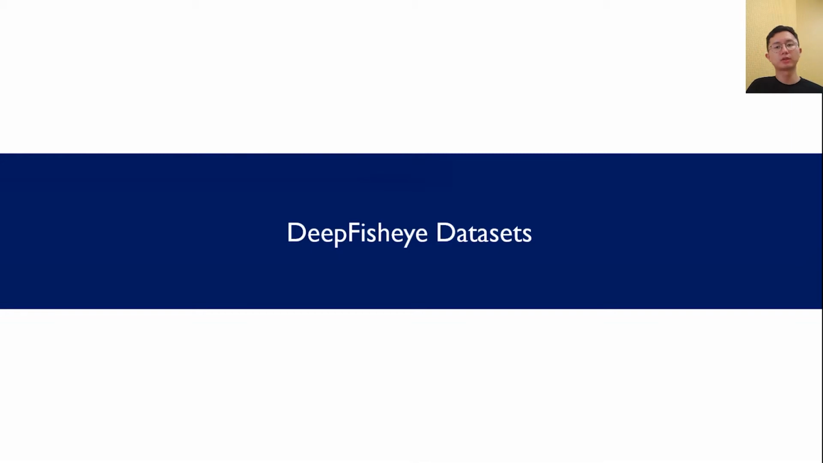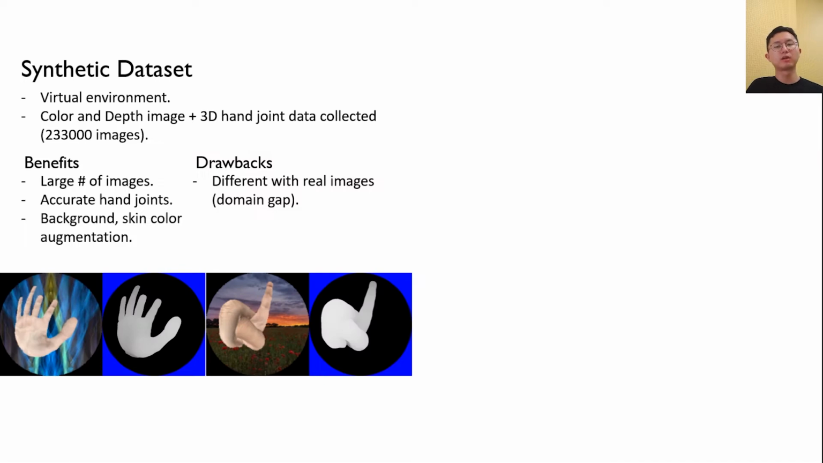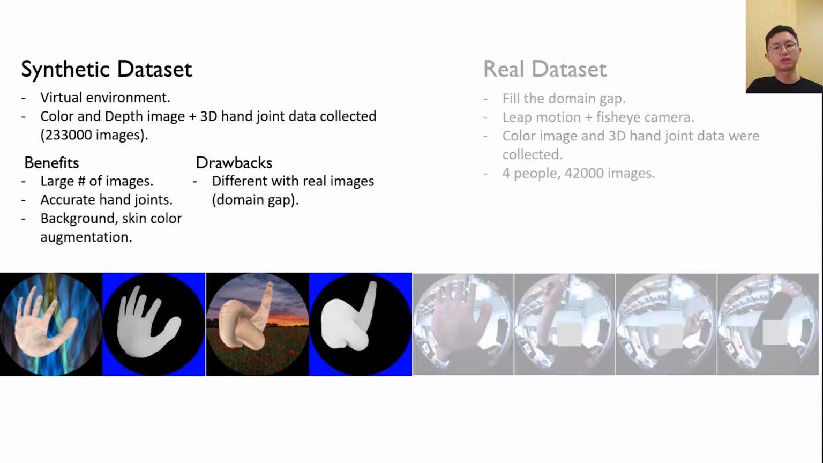Even though there are many different hand datasets, we could not find one with fisheye images, so we created the fisheye datasets. There are two datasets. The first one is a synthetic dataset. We used a virtual hand model and collected images in the virtual environment. However, when a model was trained with only the synthetic data, it did not perform well with the real images. That is because the synthetic images look different from the real images. The real dataset fills this domain gap.